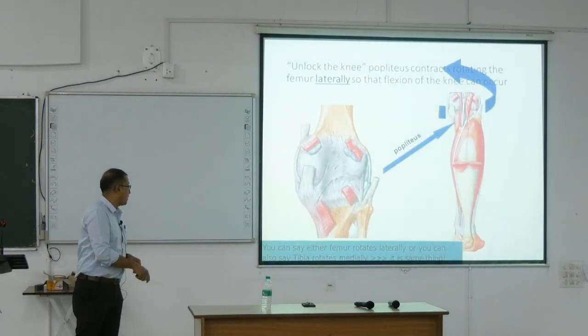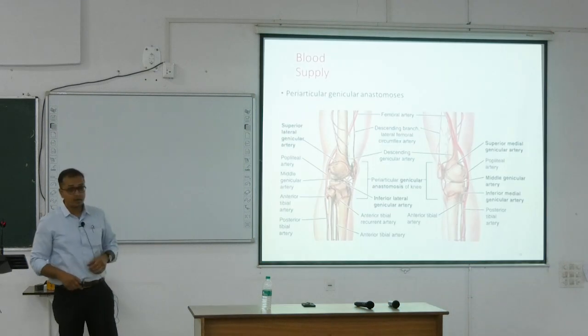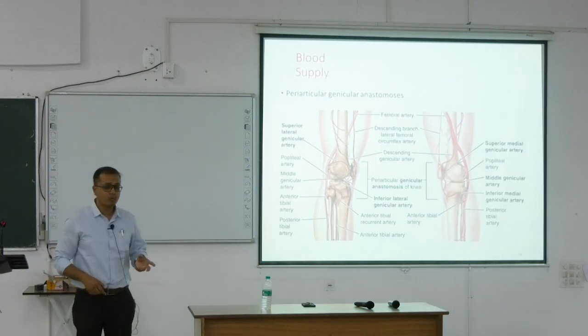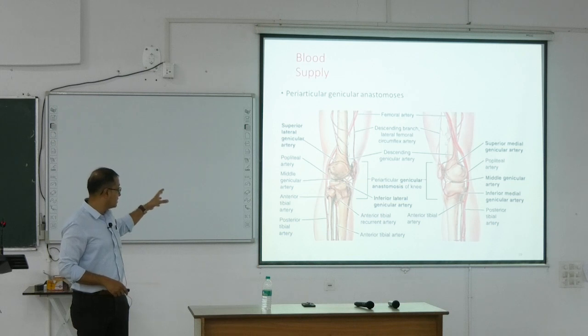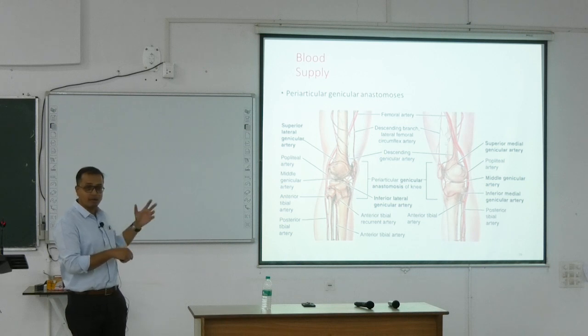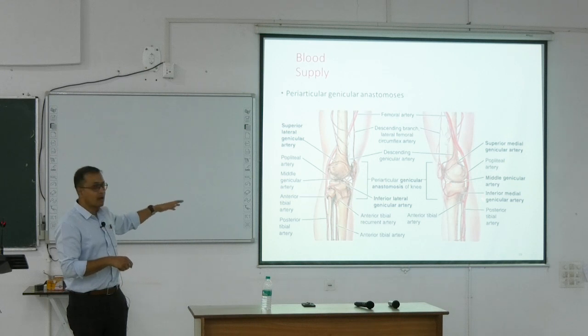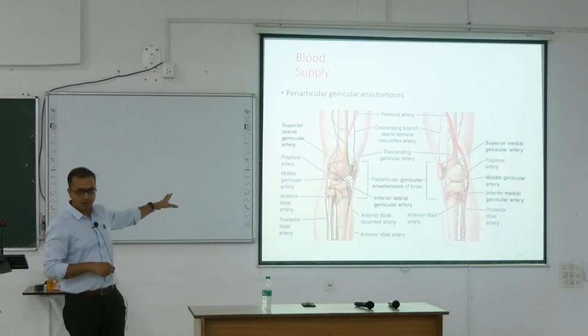Now we are going to talk about the blood supply of this joint. Around this joint, we have a couple of blood vessels scooping around. You see the knee joint in the anterior posterior view, looking from the front, and this is the lateral view of the joint, looking from the side.